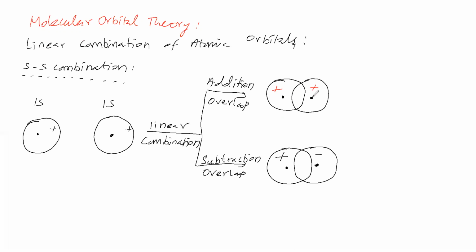What is the necessity of these signs? Why do we have to give signs? Why should we say here positive means here also positive, here negative means here also negative? Why should we mention that subtraction overlap means opposite signs, and addition overlap means same sign? What is the meaning of that? We will see.